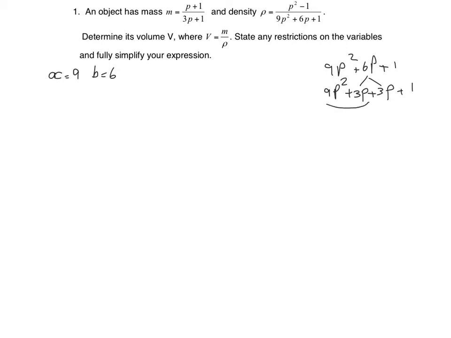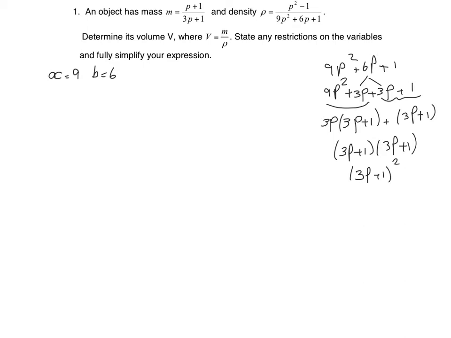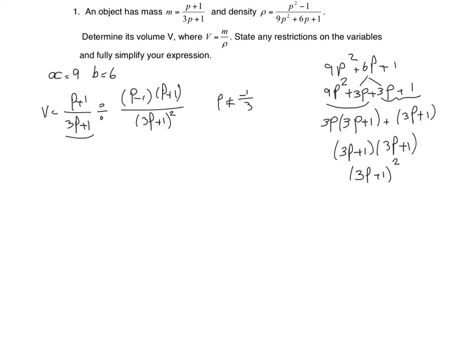Now if I take the first two terms, I get 3p as a common factor, so I get 3p(3p plus 1) plus (3p plus 1), the last two terms. 3p plus 1 is common, so I get (3p plus 1) times (3p plus 1), which is (3p plus 1) squared. So I can write the volume as the mass, which is (p plus 1) over (3p plus 1), divided by p squared minus 1, which is (p minus 1)(p plus 1), over (3p plus 1) squared. Before I simplify, I'm going to write the restrictions. The restrictions are p cannot be negative 1 over 3 because of this term, and the same thing for this one. p cannot be negative 1 over 3.